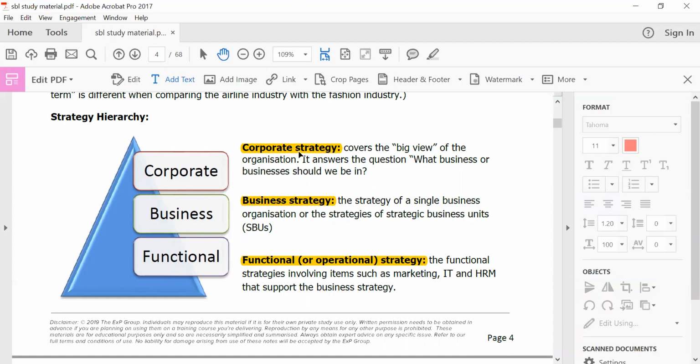It covers the big view of the organization. It answers the question, what business or businesses should we deal in? That is it. So here it is looking at the vision and mission of the company. That is the corporate strategy. It is the strategy for the overall company. And it's looking at the overall company as a whole, right?